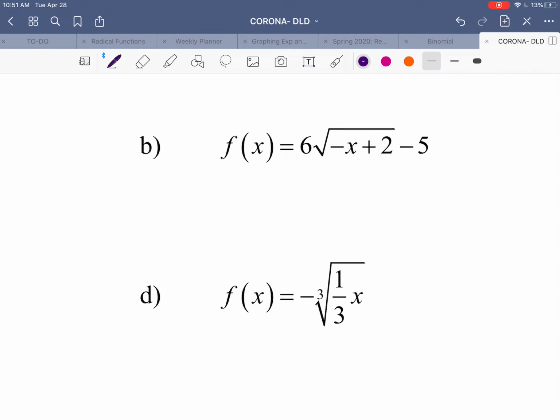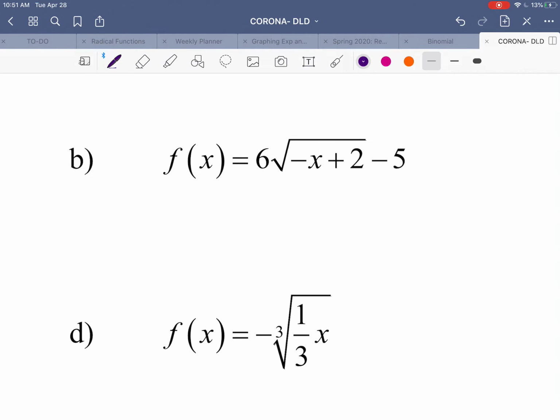So going over to B. Okay, so when we look at B, the first thing we need to notice is this negative right here. If you remember from a while back, we have to actually take out this negative. So it's going to be 6 times the square root of a negative, because we're going to take that negative out, and we're going to have x minus 2 left under that radical. And we can't forget that 5. So this negative, when it's underneath the radical, is going to tell us that we have a reflection across the y-axis.